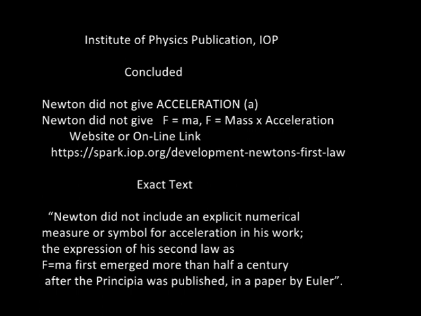E289 and E479, etc. However, scientists agree that F equal to ma was not given by Newton. Yes, Newton did not give F is equal to ma, which is regarded as the equation for the second law of motion. It is accepted and quoted by the Institute of Physics, England, IOP England, which states that Newton did not include an explicit numerical measure or symbol for acceleration in his work. The expression of his second law as F is equal to ma first emerged more than half a century after the Principia was published in a paper by Euler.